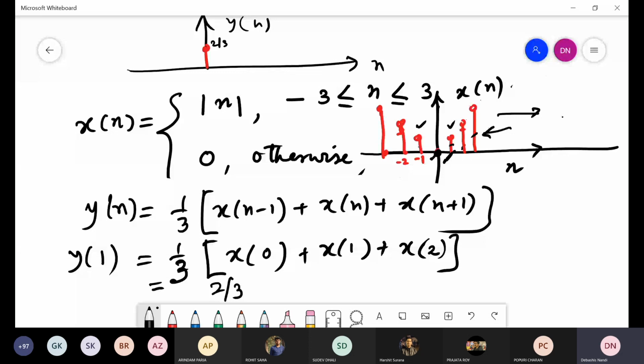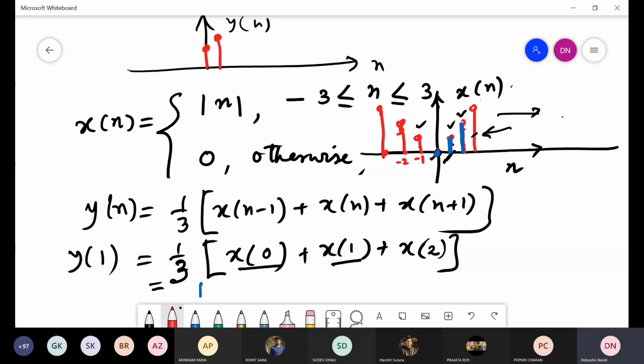And in this case, what should be the value of y 1? What is the value of x 0? x 0 is equal to 0 here. And what is the value of x 1? You are taking x 1, so 1 value. What is the value of x 2? x 2 means this sample value. So you are just taking these three samples: this sample value is 2, this sample value is 1, and this sample value is 0. So 0 plus 1 plus 2 means 3, divided by 3, means y 1 is equal to 1. So at n equal to 1 you will get y 1, and the value will be 1. And so you can draw this value here.